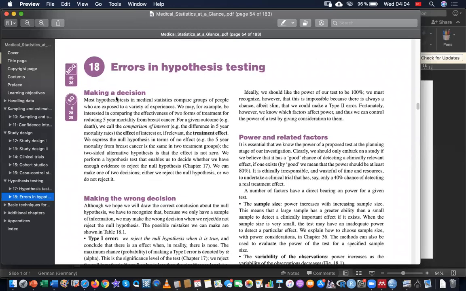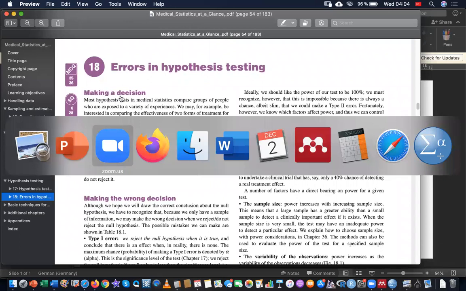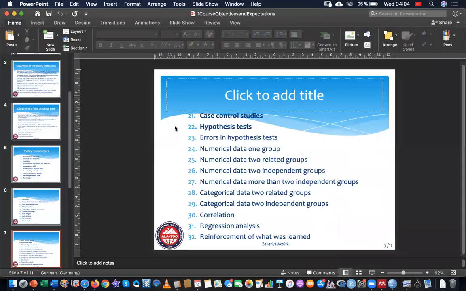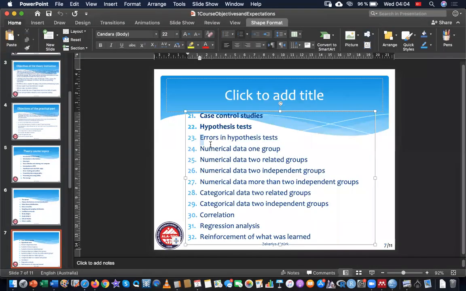Today we will discuss errors in hypothesis testing. Let me see the list. Errors in hypothesis testing, and then we will go over to the individual hypothesis tests. Numerical data, one group. Which test do we do? Anybody remember? One sample t-test. Good. Or the sign test.